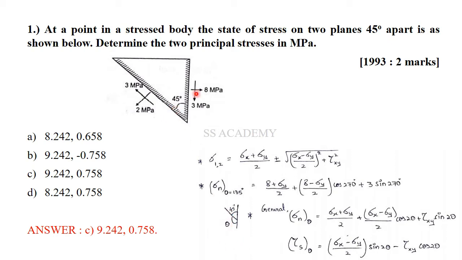So here 45 degree is actually not theta. We have to calculate the other theta. So it comes out to be 135 degree. If we substitute theta equal to 135 degree here, we will be getting this formula. Sigma n theta at 135 degree is equal to (8 plus sigma y)/2 plus ((8 minus sigma y)/2) cos 270 degree plus 3 sin 270 degree.